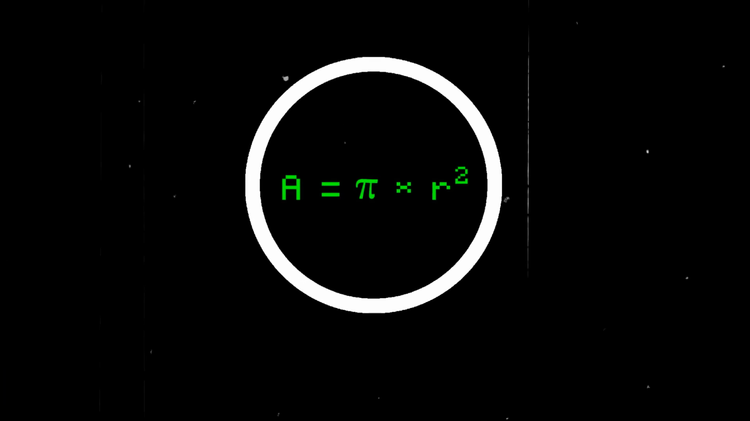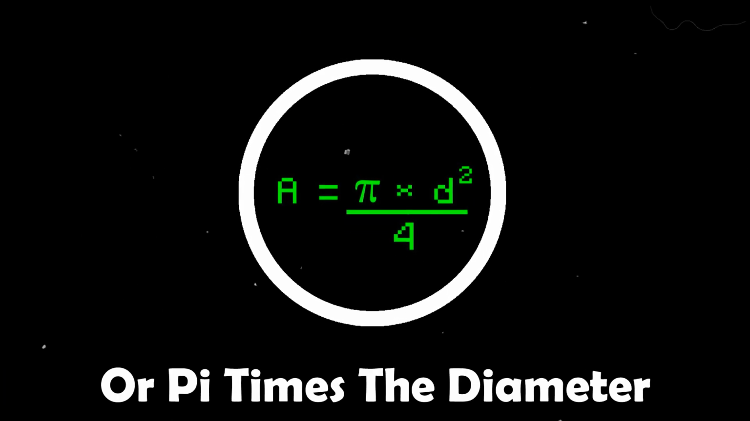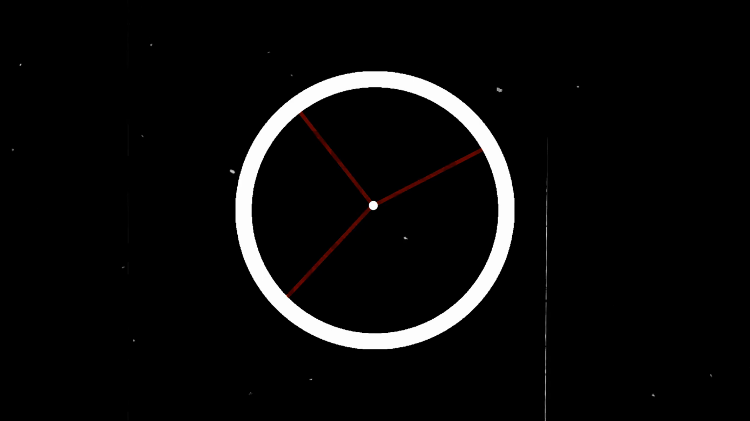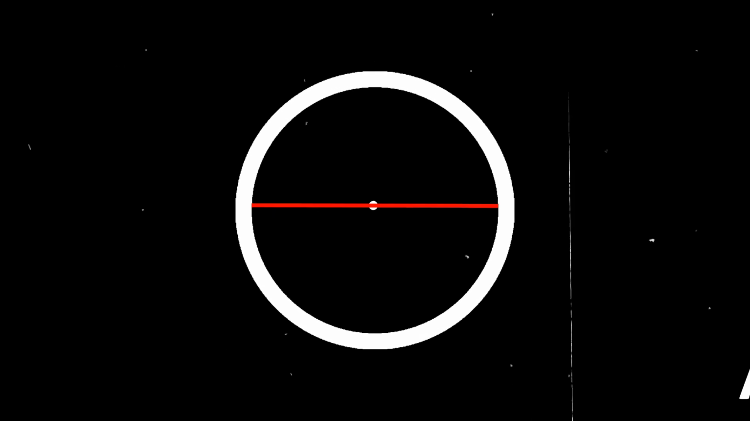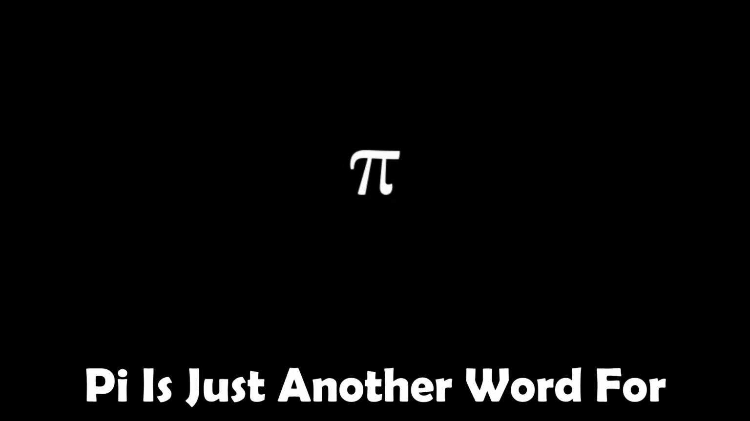The area of a circle has a bit more complicated formula. It is pi times the radius squared, or pi times the diameter squared divided by 4. Okay, so the radius of a circle is the distance from its center to any point of its circumference. The diameter of a circle is the distance across the circle passing through its center, and it is basically twice the radius. Hopefully you also know that pi is just another word for 3.14.